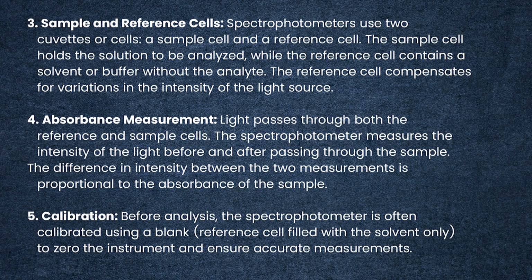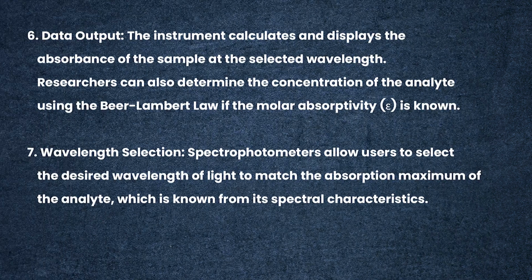The difference in the intensity between the two measurements is proportional to the absorbance of the sample. Next, a very important thing that has to be done is calibration. Before analysis, the spectrophotometer is often calibrated using a blank solution. That means the reference cell is filled with the solvent only, to zero the instrument and to ensure accurate measurement. The instrument calculates and displays the absorbance of the sample at the selected wavelength.